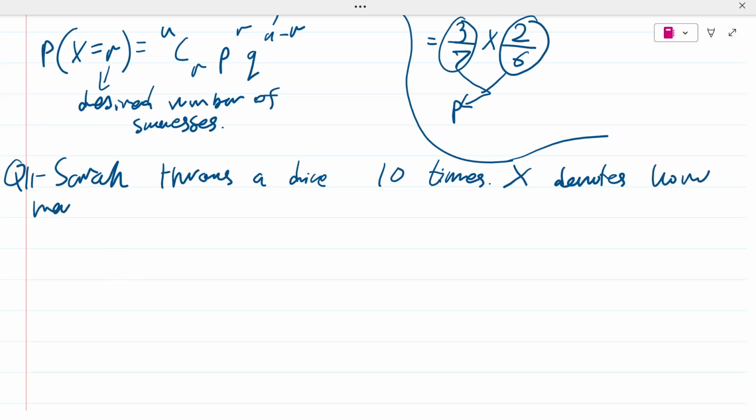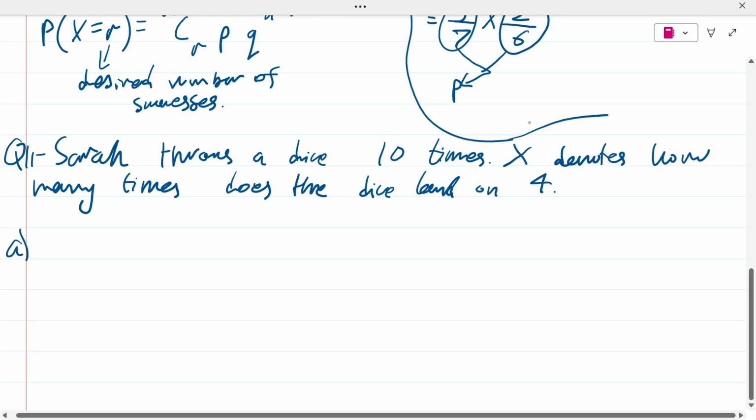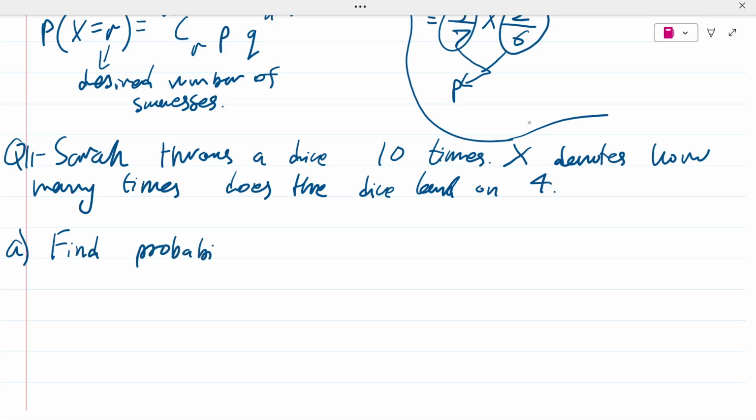how many times does the dice land on four. Let's say this, right? Now, the first part here is find the probability that the dice lands on four three times, right?